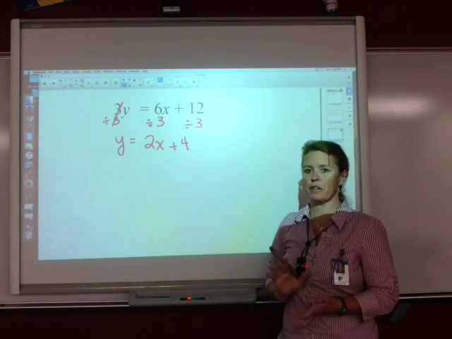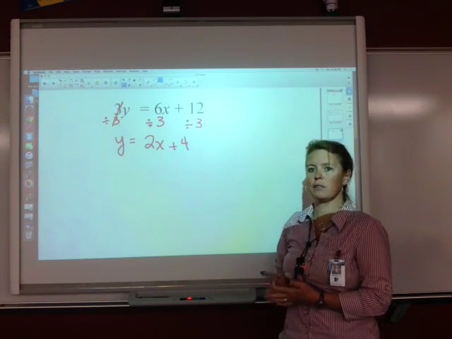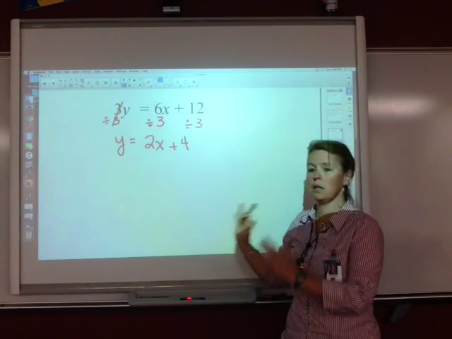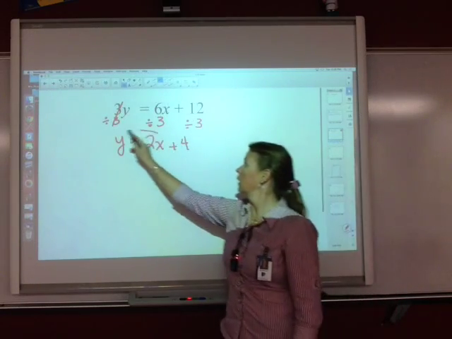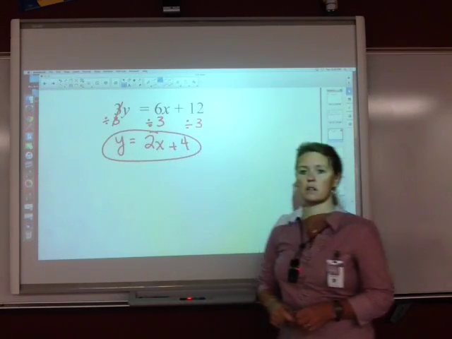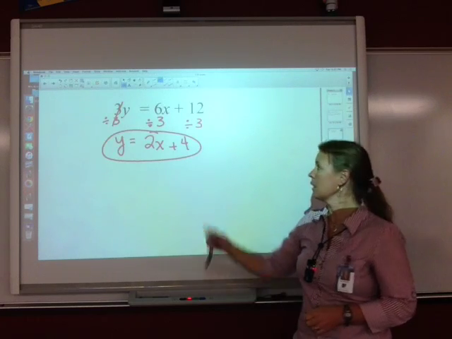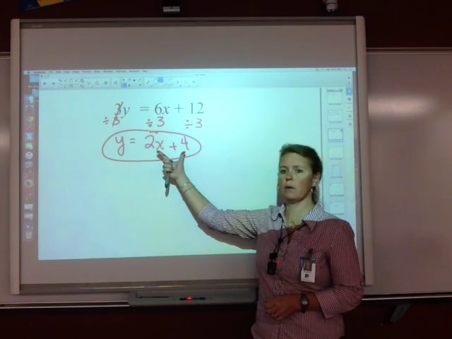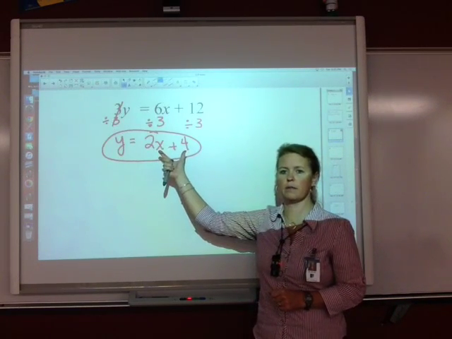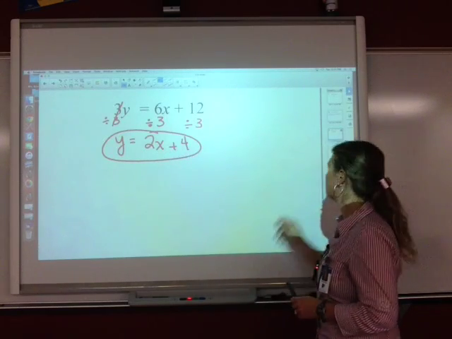Done. You don't have to solve it. You don't have to find x. You don't have to find y. No substituting. All we're asking for is that it gets put in function form. Notice I didn't combine the 2x and the 4 because they're not like terms. A 2x and a 4 are not alike. No combining.